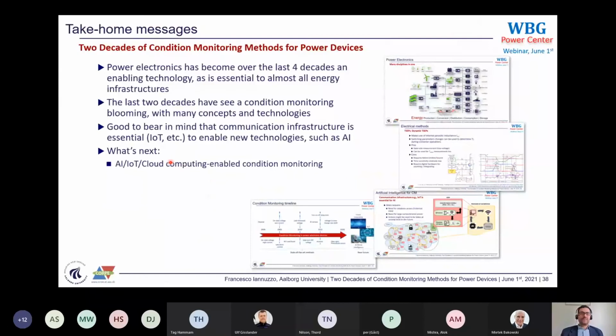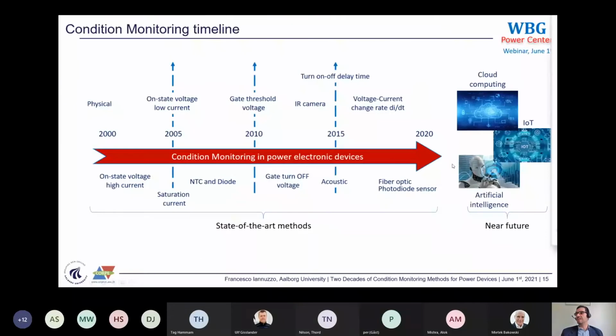What's next? Maybe a question is, well, I pointed out in this slide here that probably the new coming technologies in condition monitoring are artificial intelligence, interconnections, which means basically communication infrastructure, Internet of Things, and cloud computing, last but not least, because you have to remember that to make decisions based on artificial intelligence, you need quite a, I would say, powerful computational infrastructure.